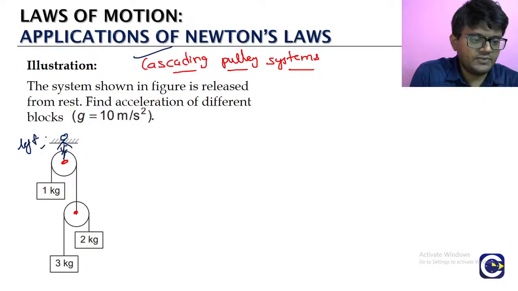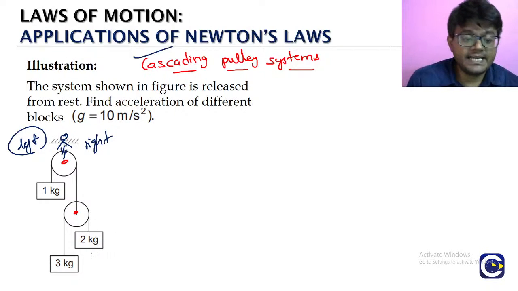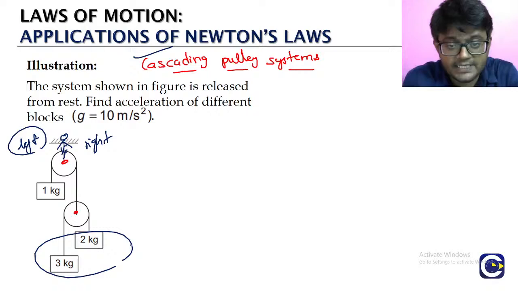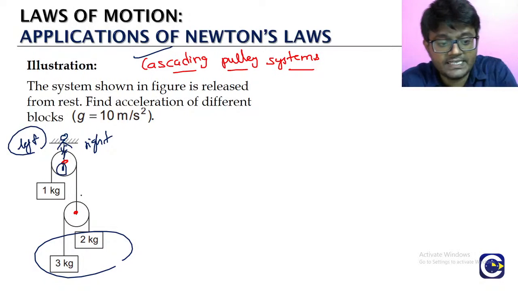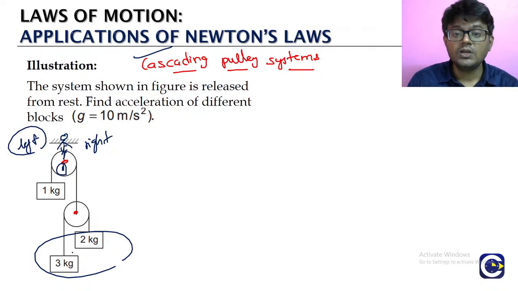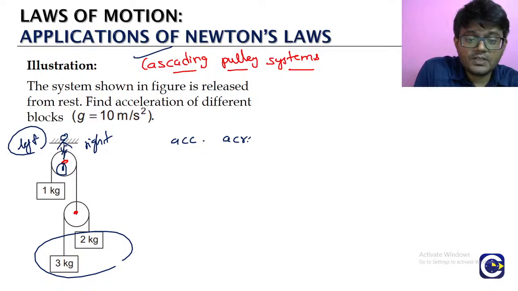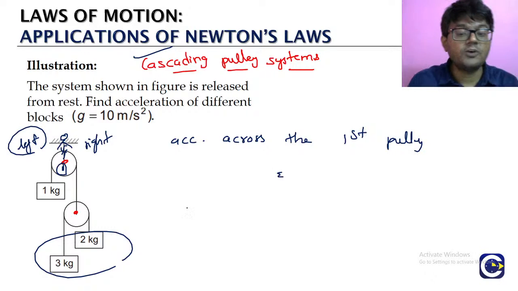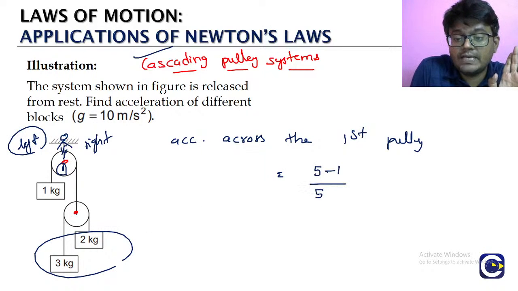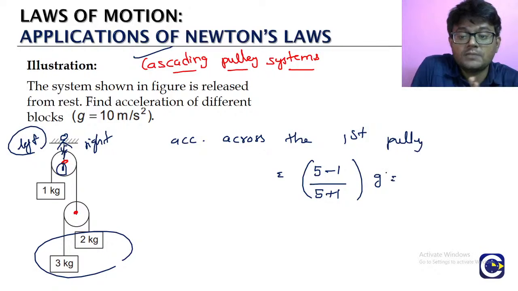So imagine we are sitting on this top pulley. Left side, what is the mass that we see? 1 kg. Right side, what is the mass that we see? Because right side, 2 kg is also right side, 3 kg also right side. When you're sitting on the top of that first pulley, you see left side there is a mass of 1 kg. Right side, what is the total mass? 2 kg plus 3 kg, which is 5 kg. So acceleration across the first pulley, what is the formula? Same. Right side, what is the total mass? 2 plus 3, 5. So 5 minus 1 by 5 plus 1 into g, which is 4 by 6 into g, that is 2 by 3 g.